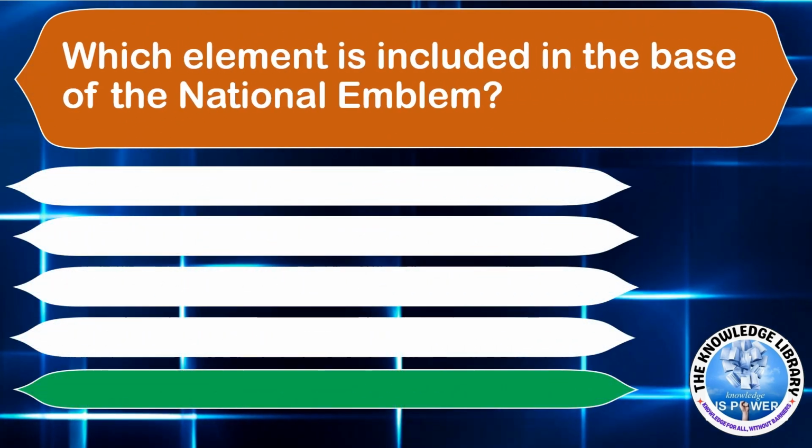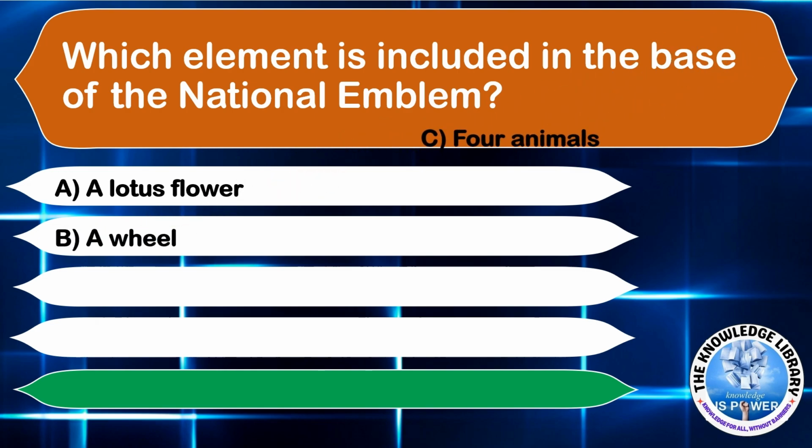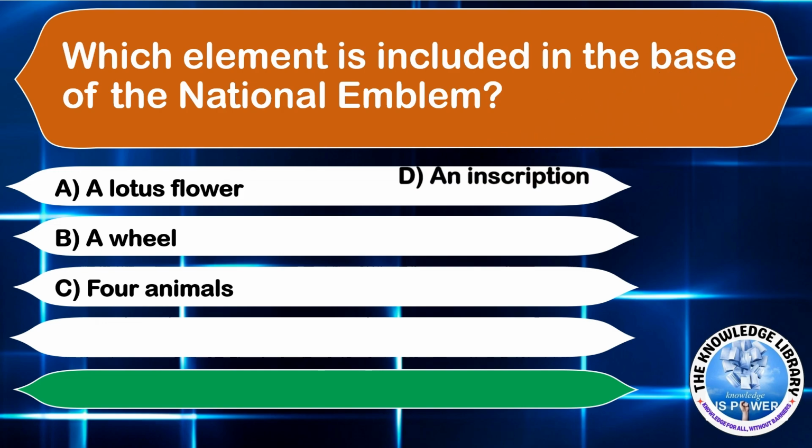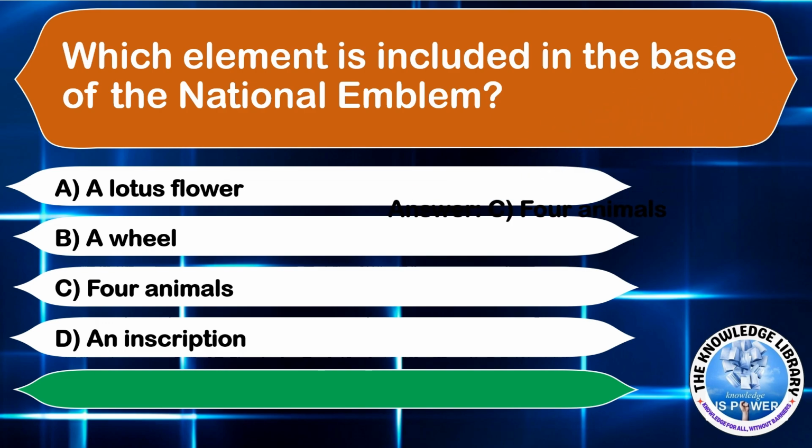Which element is included in the base of the national emblem? Option A, a lotus flower. Option B, a wheel. Option C, 4 animals. Option D, an inscription. The correct answer is option C, 4 animals. Move to the next question.